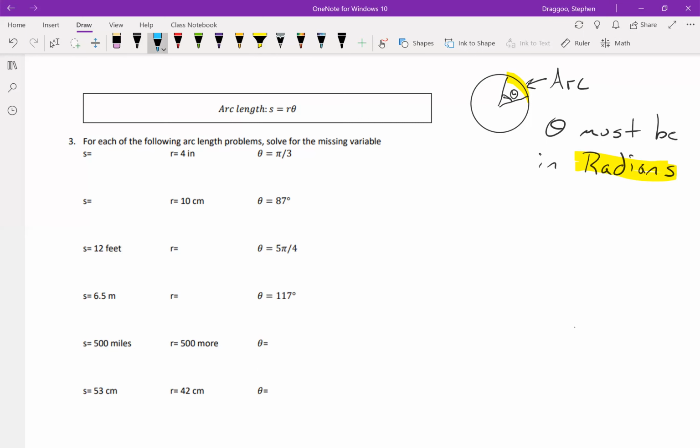If we work through an example problem, S is equal to r theta, where in this case the radius r is 4 and my angle is pi over 3. I end up with 4 pi over 3 as my answer, so 4 pi over 3 inches. The arc length will be measured in the same units as the radius, so we'll keep that consistent.